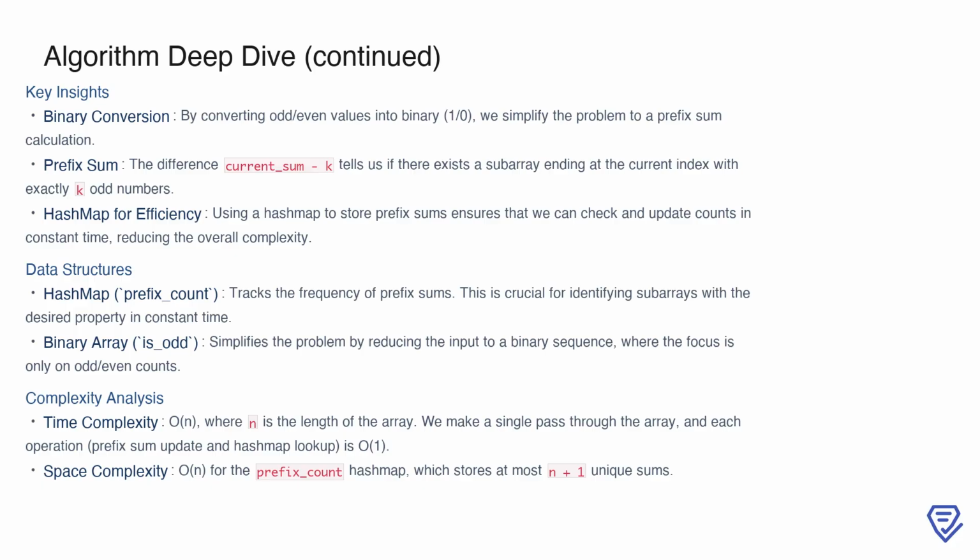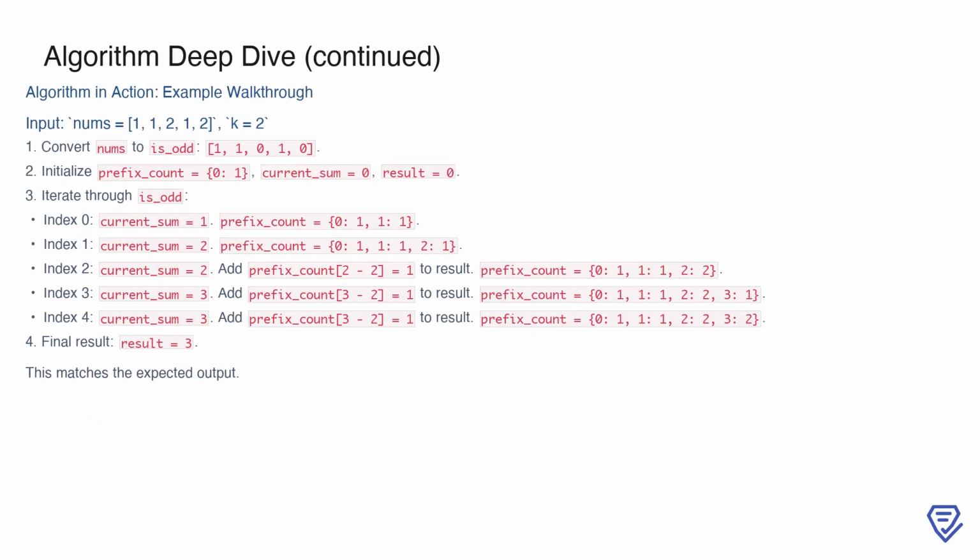Overall, this optimization makes the solution both elegant and efficient, suitable for large input sizes. Let's walk through an example to see the algorithm in action. Suppose we have nums equals [1, 1, 2, 1, 2], and k equals 2.